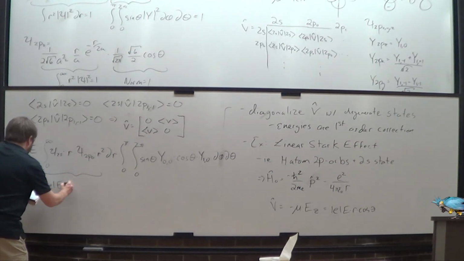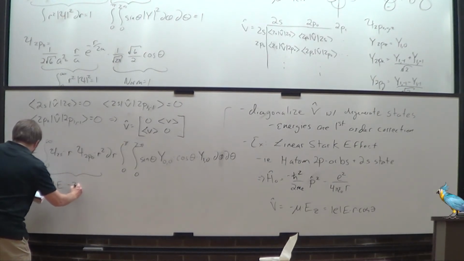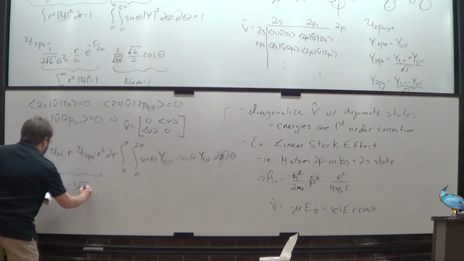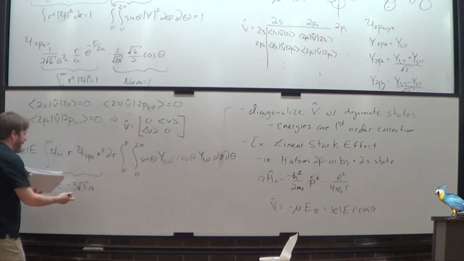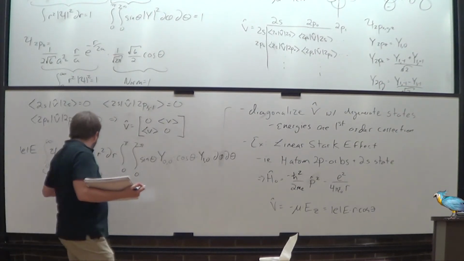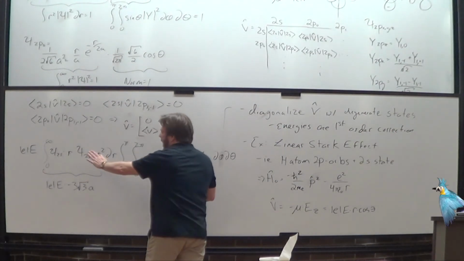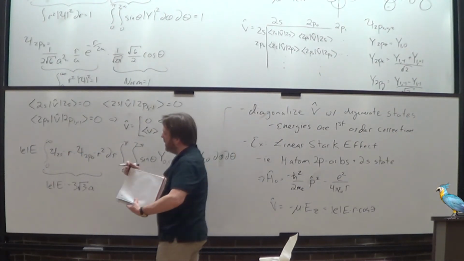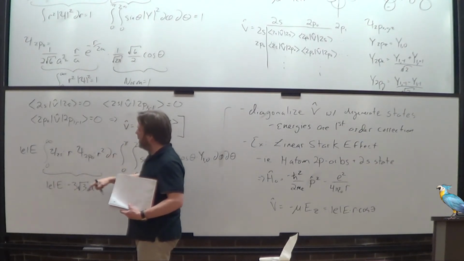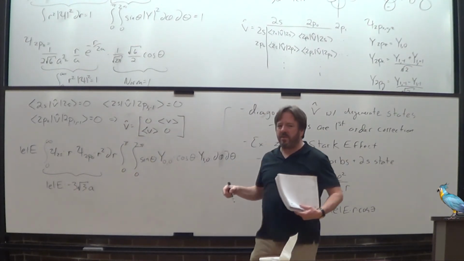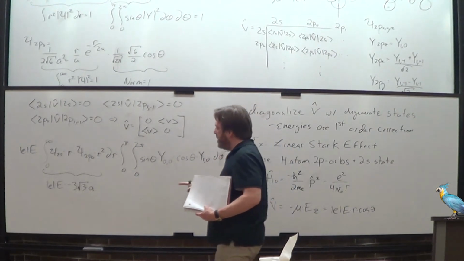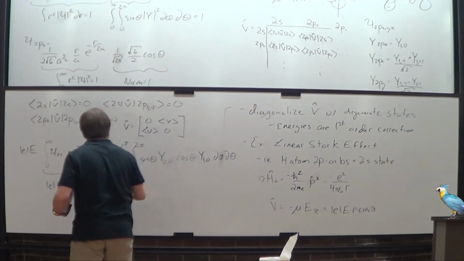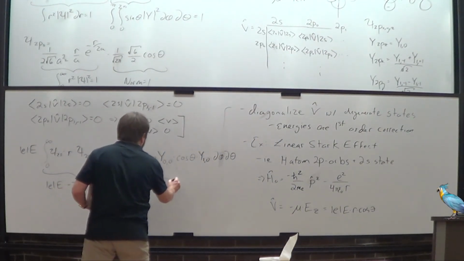just constants, minus 3 square root of 3 a Bohr. Makes sense, because without the R, you get the number 1, which has no units. But you're calculating something like the average R between those two states. So I should have units of length, and so I do. Okay, now what's this deal?